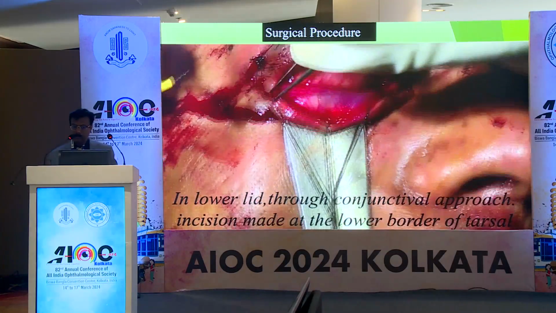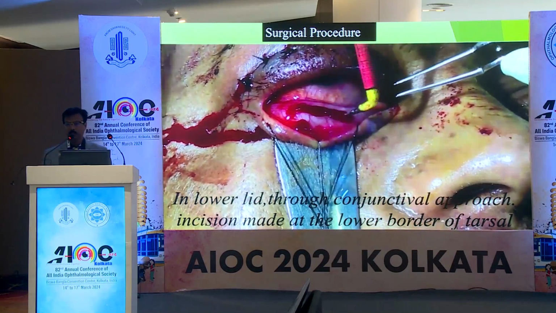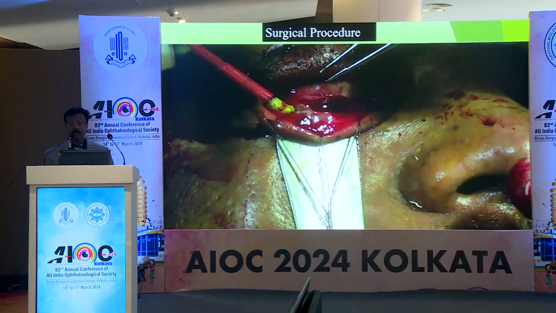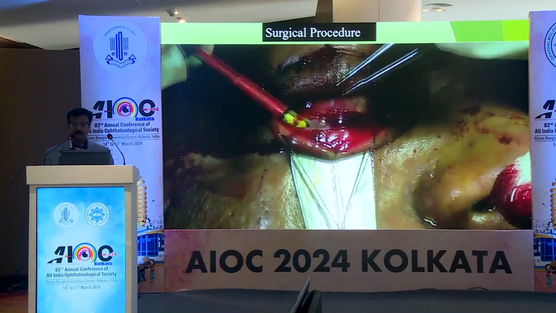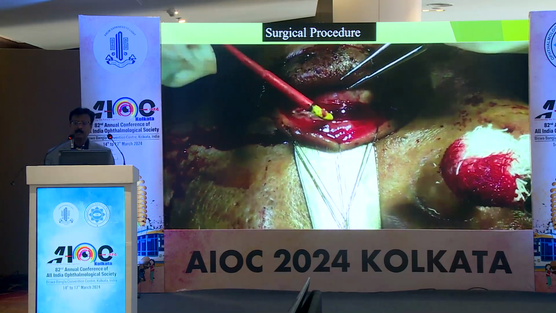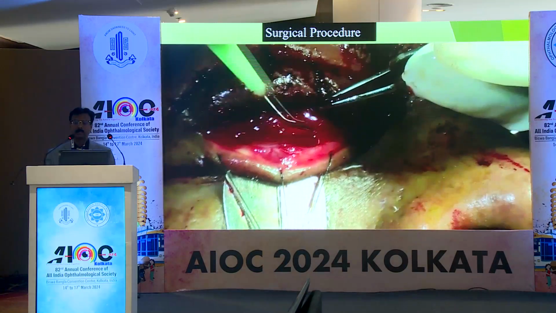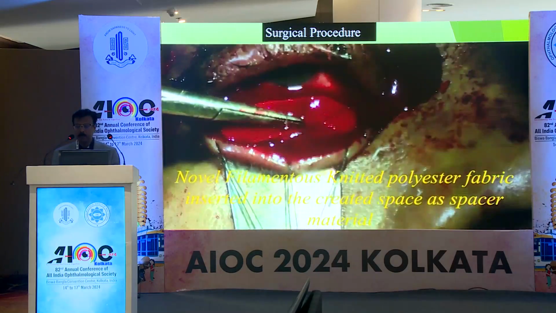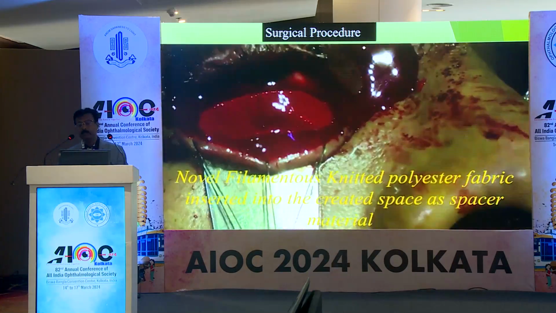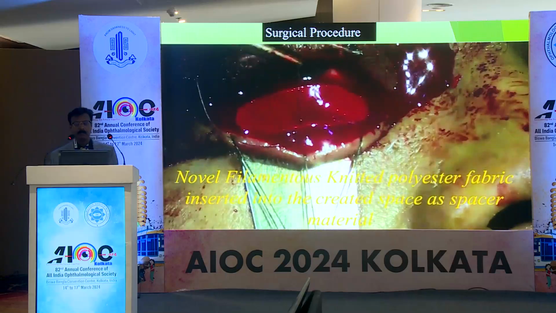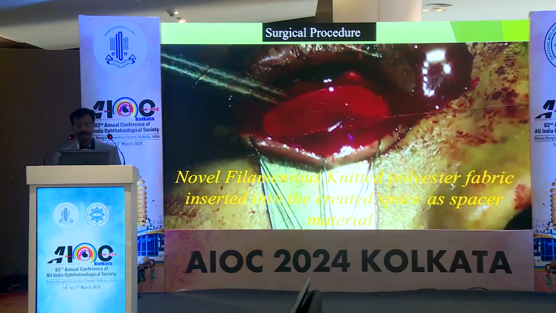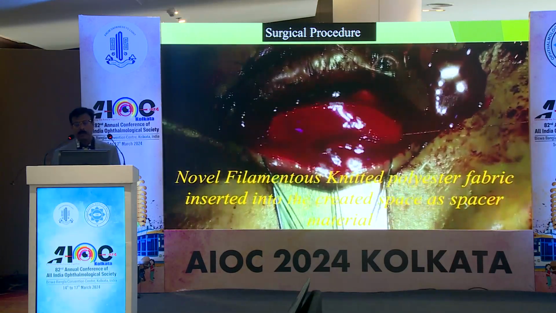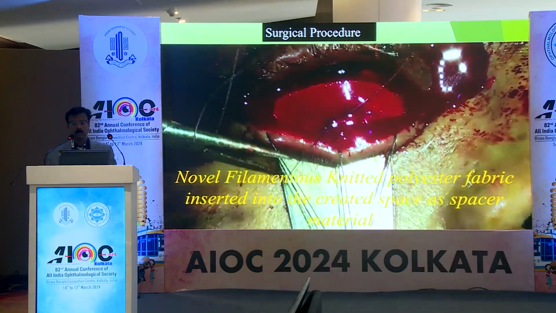So in the lower lid, we do a conjunctival approach. After conjunctiva, the next structure is the inferior retractor, that is the chief retractor of the lower lid. We dissect from the lower lid, creating a space where the novel filamentous knitted polyester fabric can be used. And conjunctiva is repositioned on top.